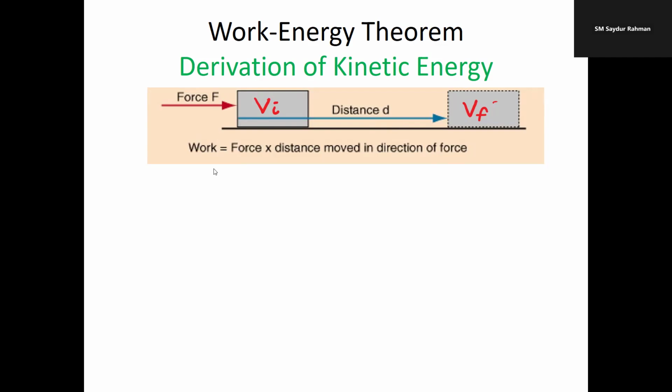So the work done is equal to, we know, force times the distance moved in the direction of force. That's the definition of the work done. So now, what will be the relation between the force, the work done and the energy? To do this, let us first calculate the acceleration. How can you calculate the acceleration? Remember that we have the information of vi, we have the information of vf, and we know the distance d or displacement d.